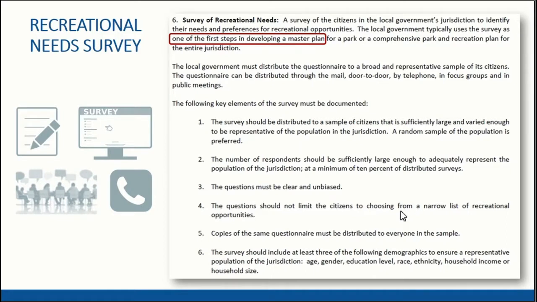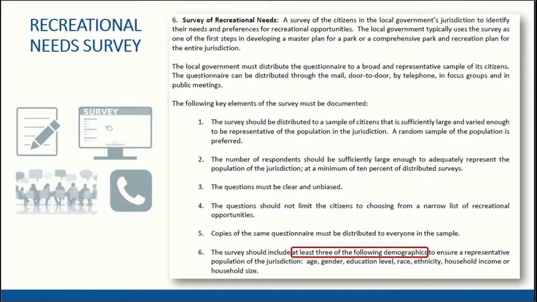Provide, and again, Recreation Resources Service, contact your consultant. We can give you some examples, provide example questions and surveys that you could probably adapt to your community. Copies of the same questionnaire must be distributed to everyone in the sample. And the survey should include at least 3 of the following demographics.